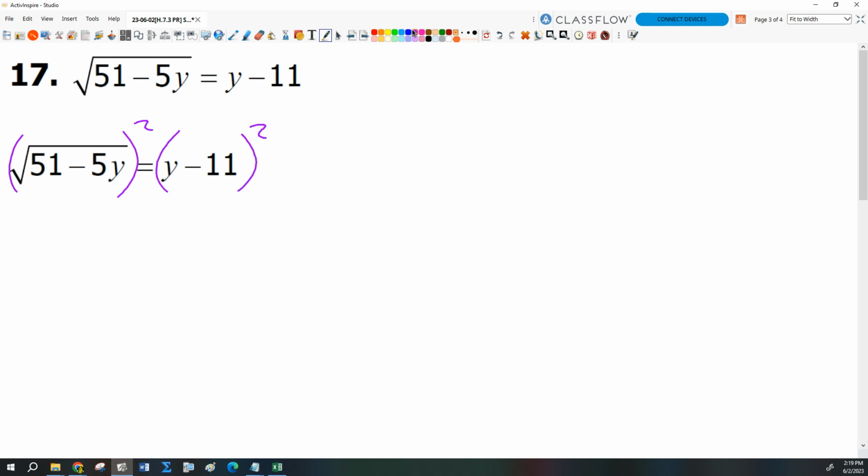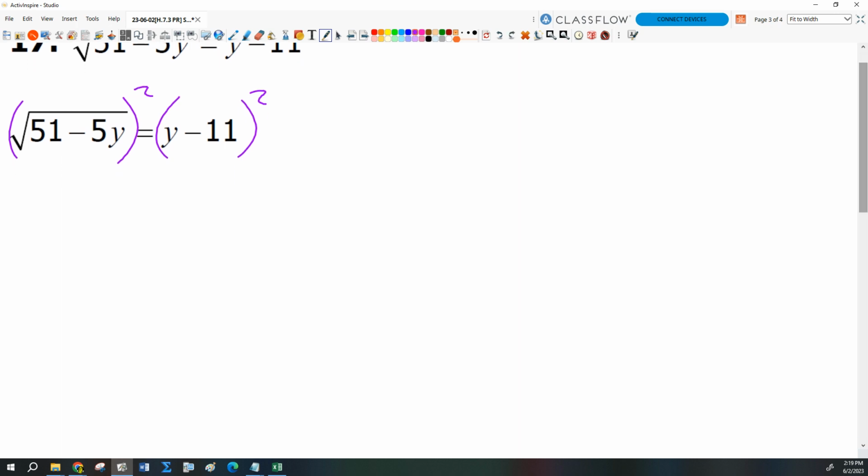What's that going to give me on the left side? Okay, so 51 minus 5y equals y minus 11 quantity squared. So what's that? Good. And we're just using our expansion. A plus b squared is a squared plus 2ab plus b squared, right? Okay. Now what?